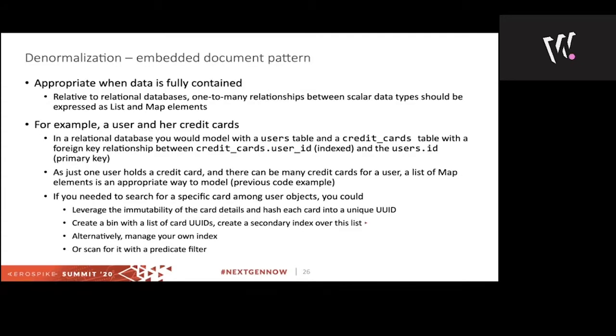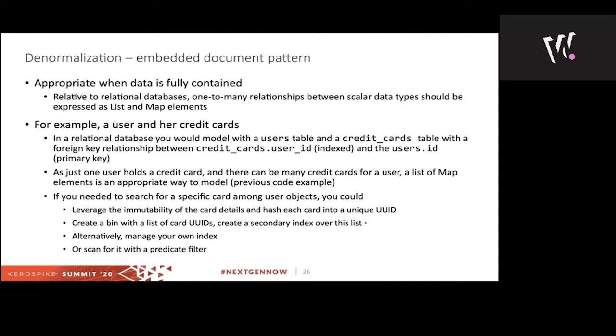So let's talk about a denormalization technique that is well known for document modeling, which is the embedded document pattern. It's appropriate when data is fully contained. Relative to a relational database, one-to-many relationships between scalar data types should be expressed as a list or map. If you have a many-to-one relationship between a user and cards, for example, you can't contain things in a row, but you can do that in Aerospike.